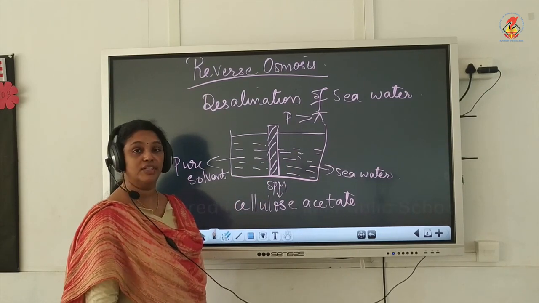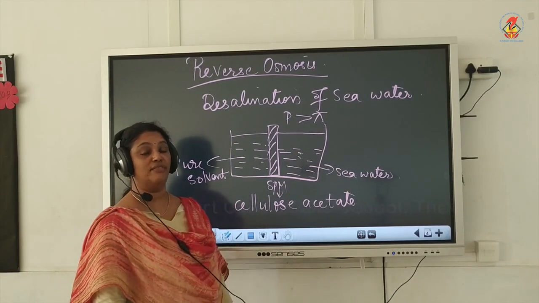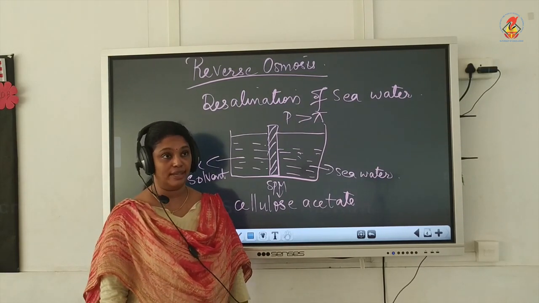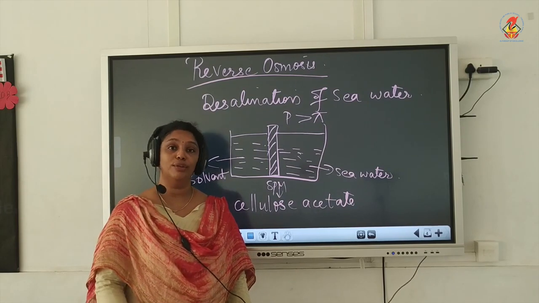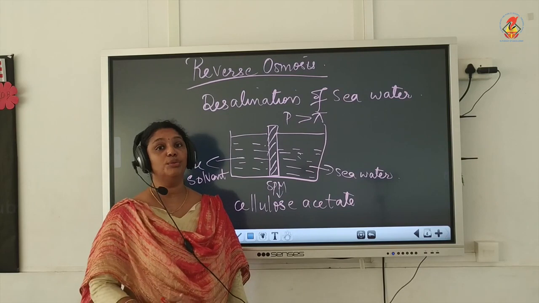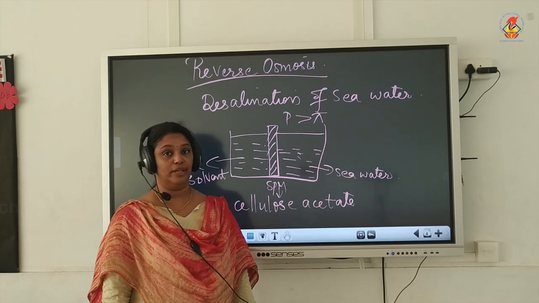So this is reverse osmosis. Reverse osmosis means if a pressure greater than osmotic pressure is applied on the solution side, then the solvent will flow from solution to the pure solvent through a semi-permeable membrane.